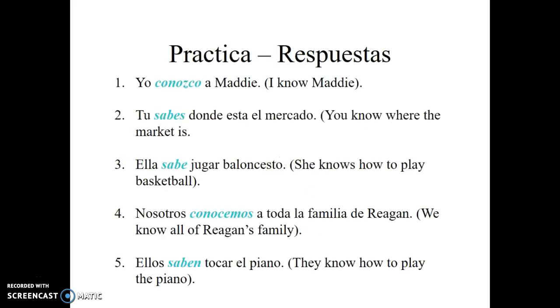Yo conozco a Mari. I know her. Personally know her. Tú sabes dónde está el mercado. You know where the market is. That's a piece of information. Ella sabe jugar baloncesto. She knows how to play basketball. How-to statement. Nosotros conocemos a toda la familia de Reagan. We know all of Reagan's family. Ellos saben tocar el piano. They know how to play the piano.